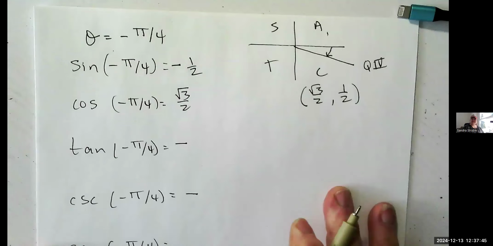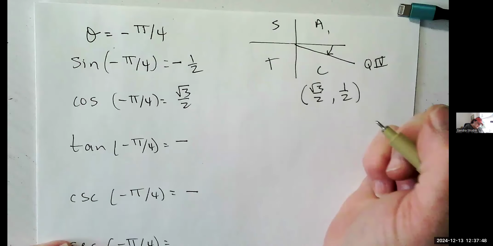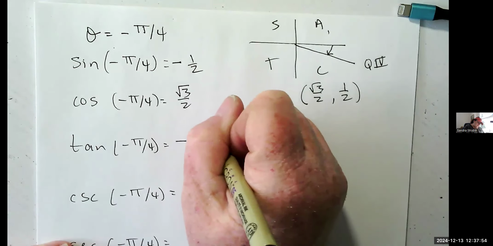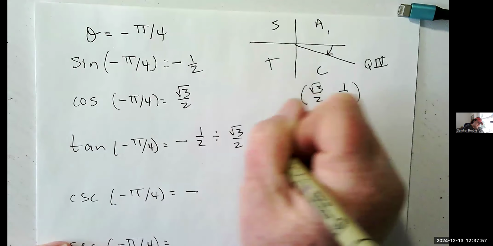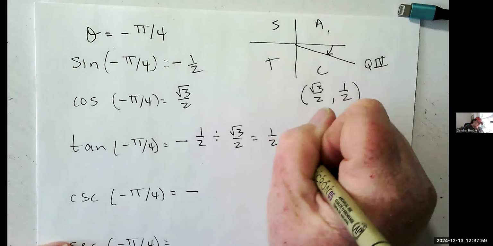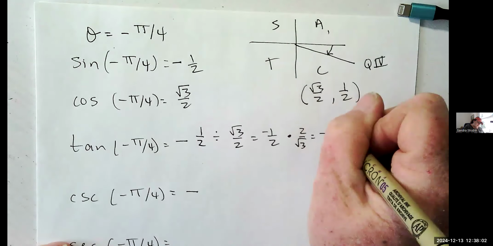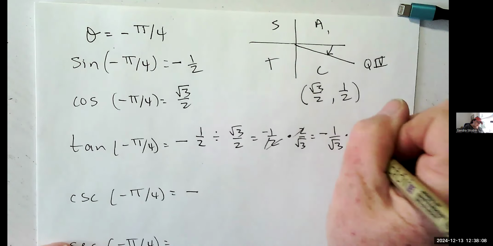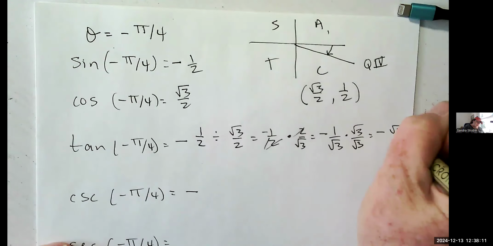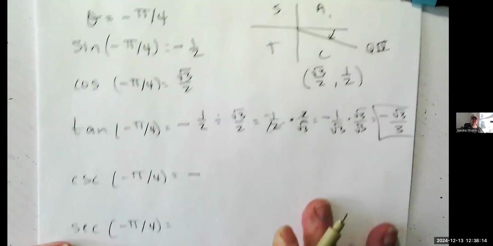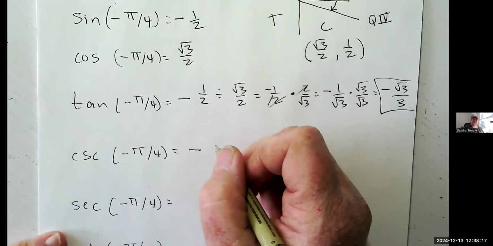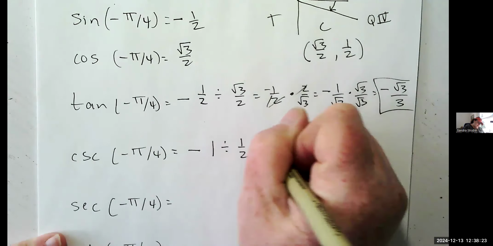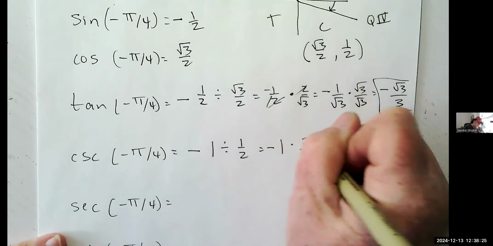Done. Now I need my tangent, which is sine over cosine. So sine divided by cosine. Keep, switch, flip. Gone, gone. So 1 over square root of 3, rationalize, negative square root of 3 over 3. There's my tangent. Cosecant is 1 over the sine. So 1 divided by sine. 1 times 2 over 1, which is negative 2.